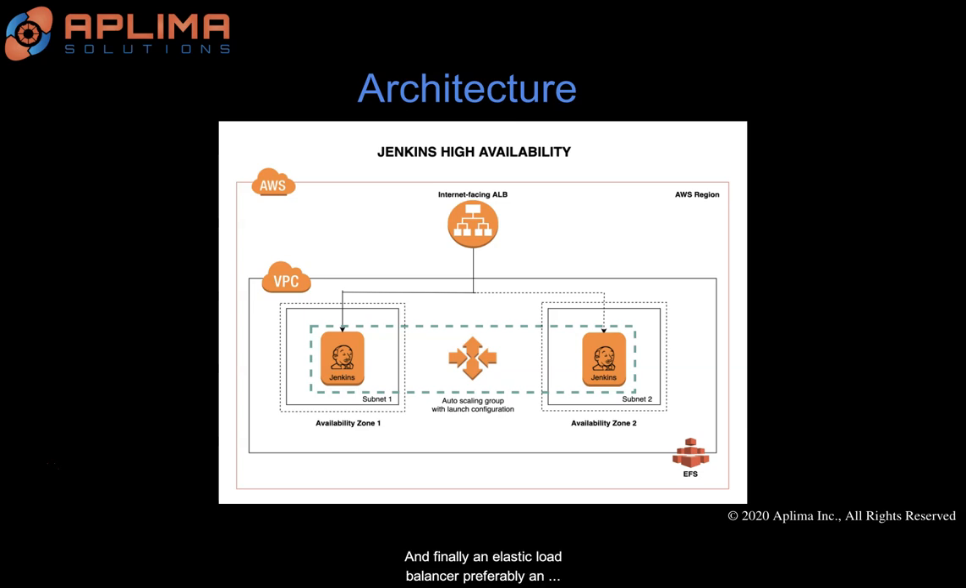And finally, an elastic load balancer, preferably an application load balancer, so that your end users can reach your Jenkins master using the ALB DNS name without actually having to worry about the actual IP addresses of the backend Jenkins master that they are pointing to. Now that we've gone over the architecture, let's go ahead and see how you can set it up using Terraform.